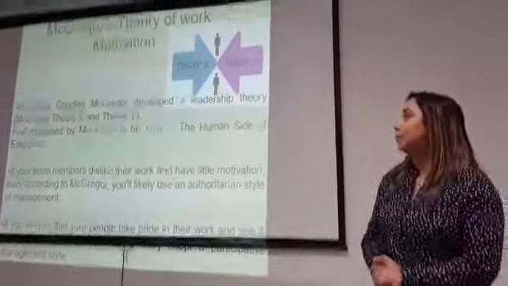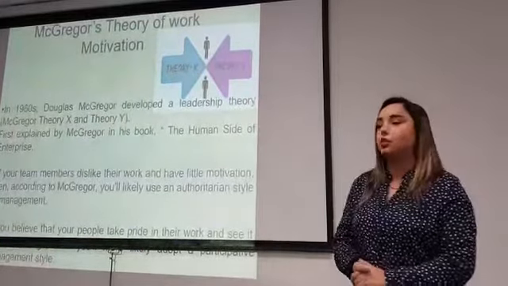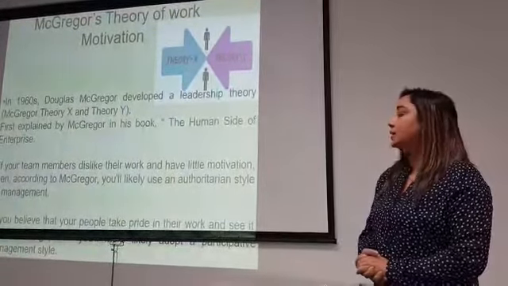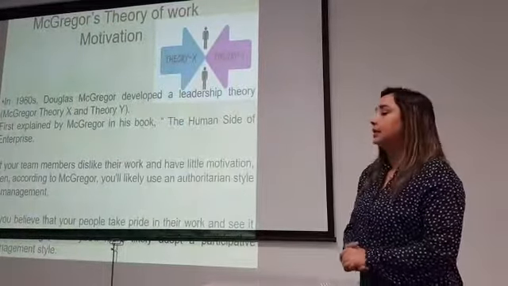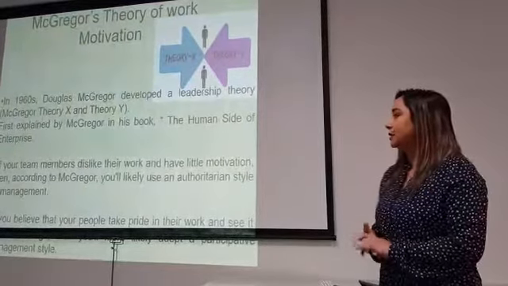This theory was developed by Douglas McGregor in the 1960s, and it is also known as Theory X and Theory Y. It was first explained in his book, The Human Side of the Enterprise. Basically, in this theory there are two sides: Theory X is the negative side and Theory Y is the positive side.